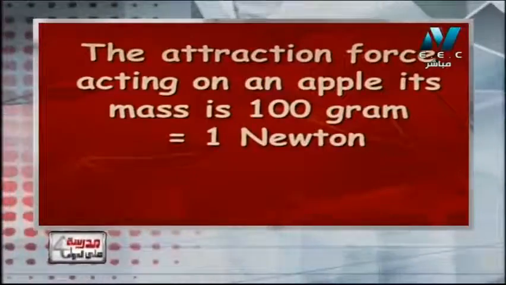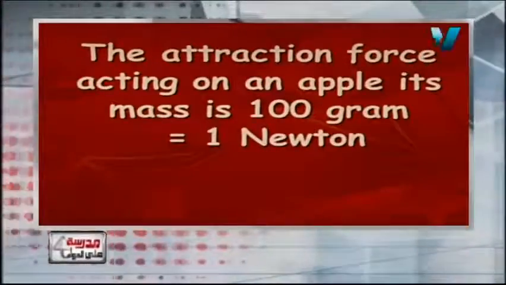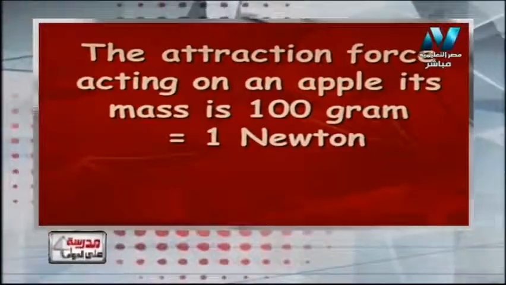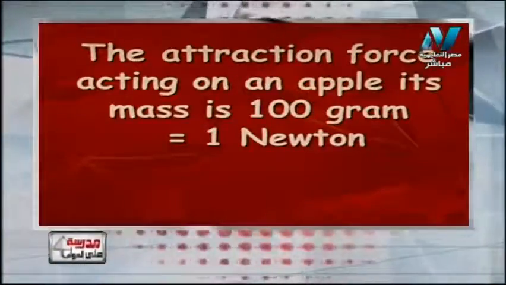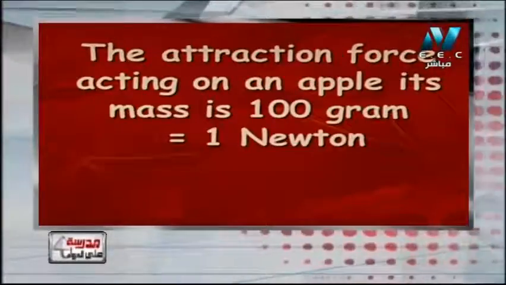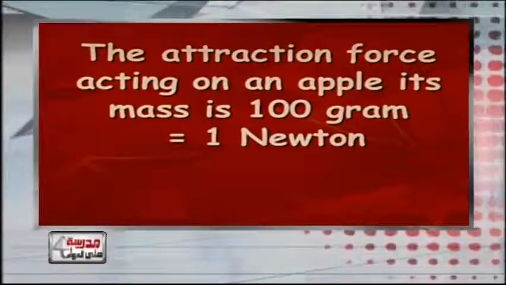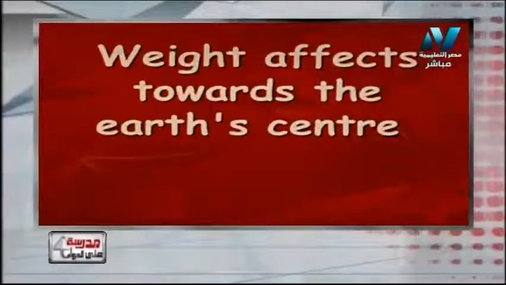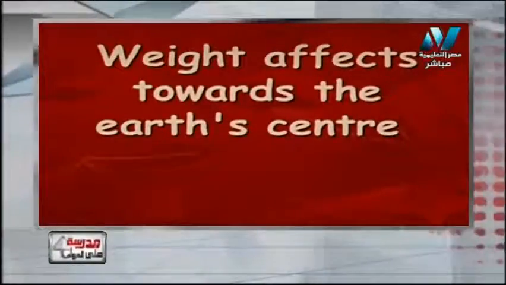So now let's have a nota bene. ملاحظة مهمة جدا. What is this? The attraction force acting on a body of 100 gram equal what? 1 نيوتن. اتفقنا من شوية ان اي حاجة بتساوي 100 جرام فالماس هتساوي في الويت 1 نيوتن. طب لو 200 جرام 2 نيوتن، 400 جرام 4 نيوتن، 700 جرام 7 نيوتن and so on. Okay? 900 جرام 9 نيوتن and so on. So now weight affects towards the earth's center.